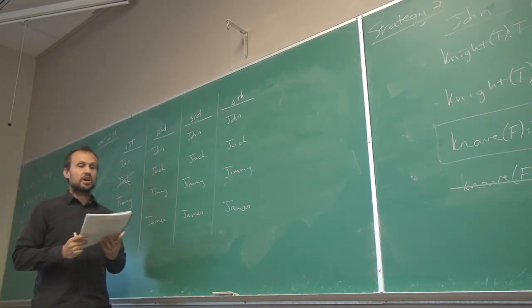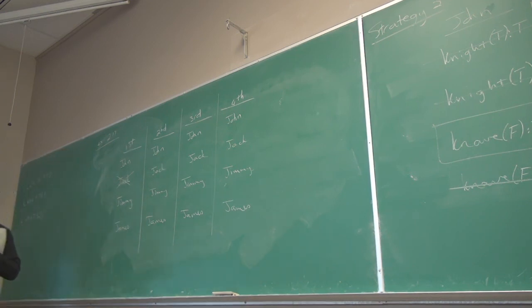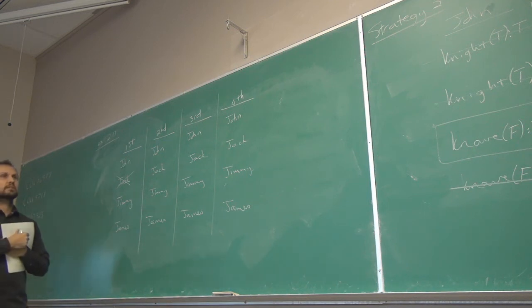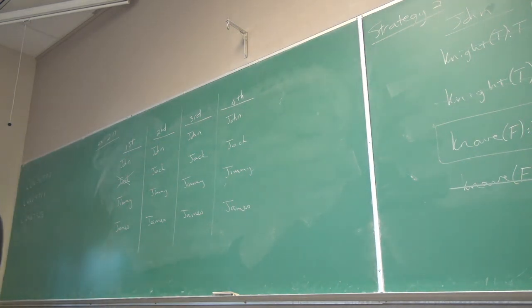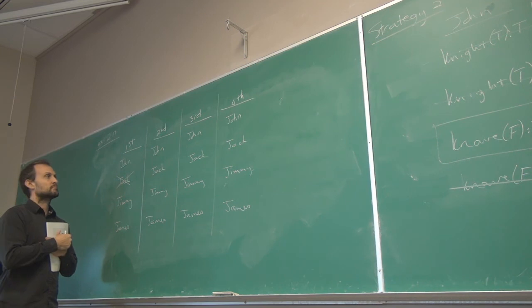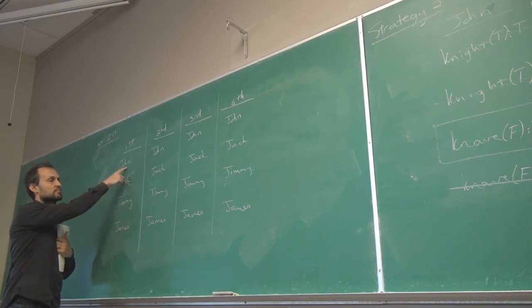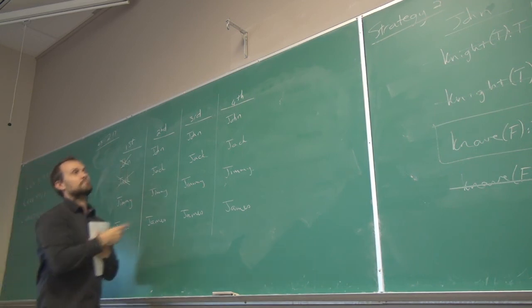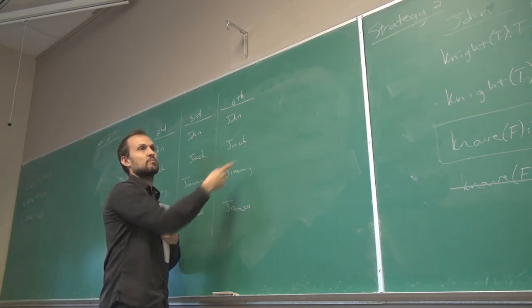James said John beat Jimmy. That's not true. That's a lie. John didn't beat Jimmy. So what happened? Jimmy beat John. That means John can't be first, because Jimmy has to beat him. Jimmy can't be last, because Jimmy beat someone.